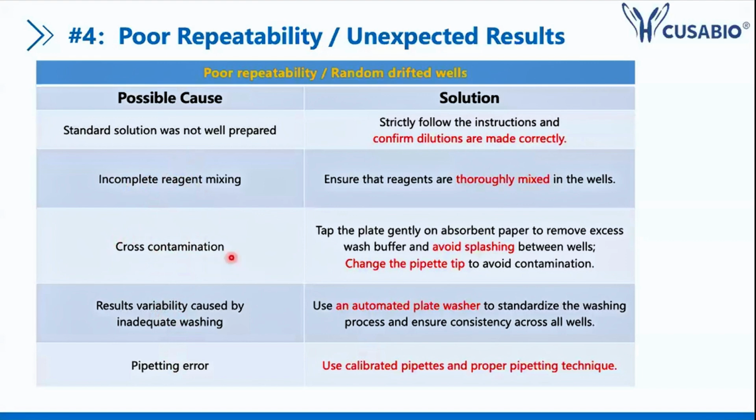One thing about cross-contamination is about the washing. I think I told you that we usually tap the plate gently on absorbent paper to remove the excess wash buffer. But when you do the washing, try to avoid splashing between the wells. And don't forget to change the pipette tip to avoid contamination. All of this is pretty easy but important. Also ensure consistency across all the wells when you do the washing.